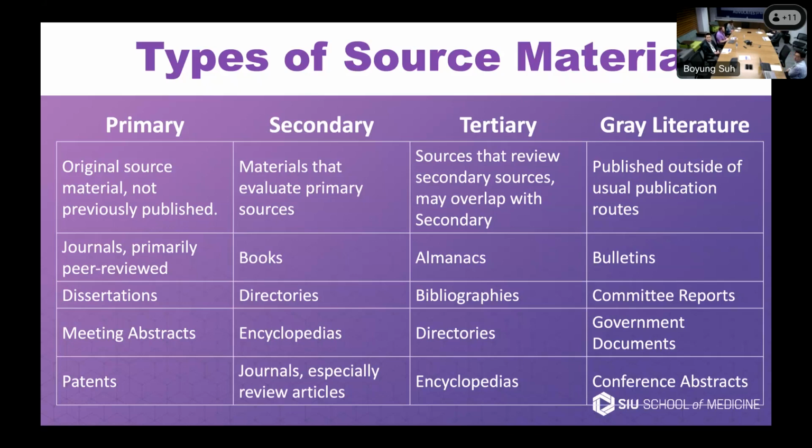Gray literature is a 4th category. It is one that librarians in particular love to talk about. We definitely do not have time today to go real into the weeds on that one. But gray literature is really anything that is published outside of the usual publication routes. So bulletins, committee reports, government documents, conference abstracts.